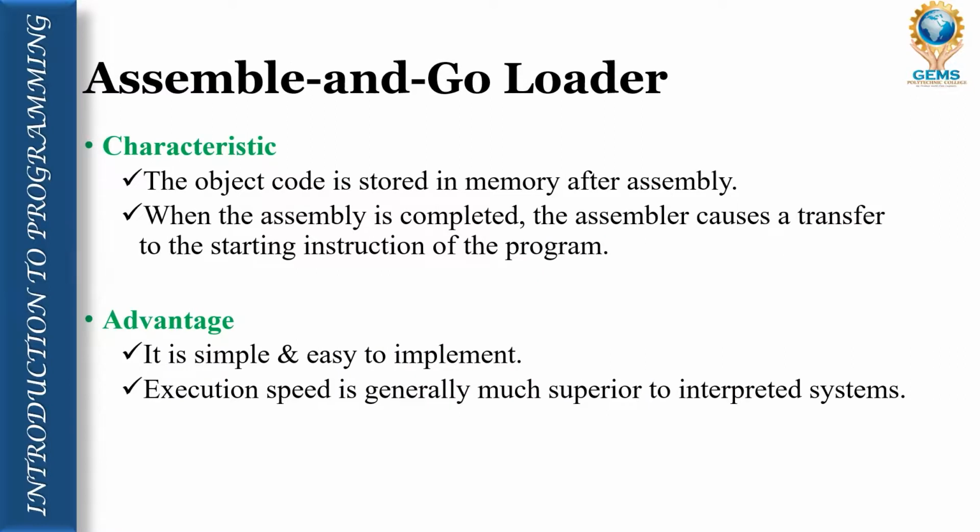Now assemble and go loader, it is also known as a compiler and go loader. The characteristic of the assemble and go loader is that the object code is stored into memory after assembly. That means once the program is done successfully, then it can be stored into the memory. Now the second point says that once the coding is done or the assembly program is done, then the assembler, meaning the translator, will transfer the assembly level program into a machine level program that can be understood by the computer.